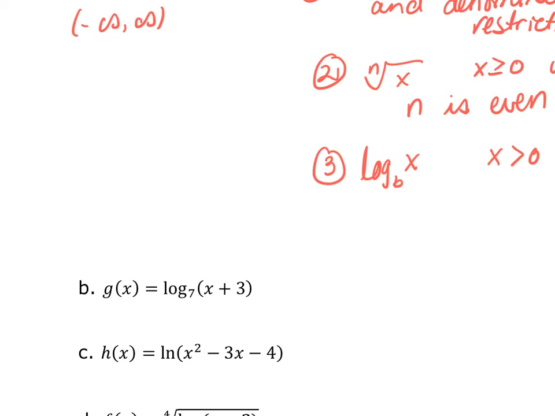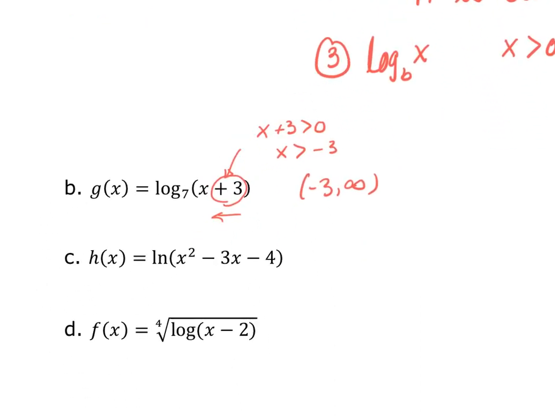On our example B here, though, I see I have a log. Because I have a log, then what ends up happening here is I have x plus 3 is strictly greater than 0. That means x has to be greater than -3. And I know that's happening because this plus 3 is moving my entire graph, including my vertical asymptote, to the left 3. So my domain is from -3 to infinity on this.